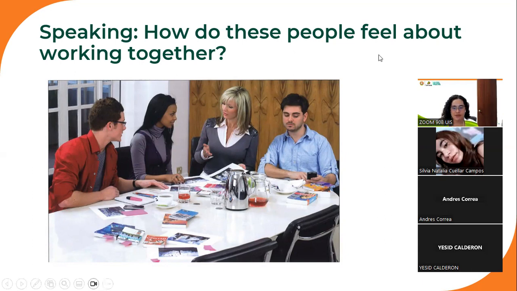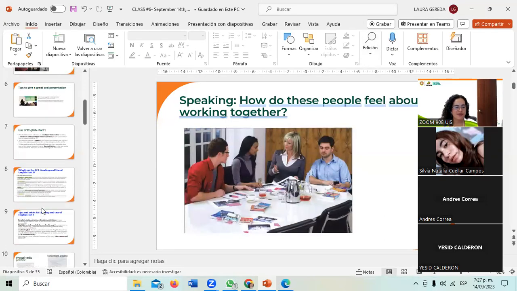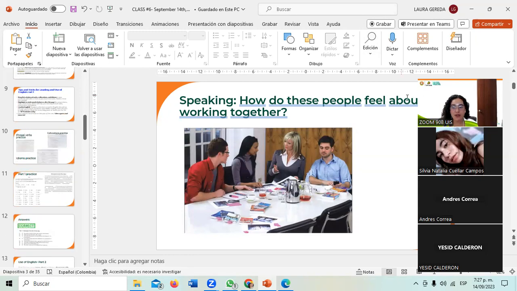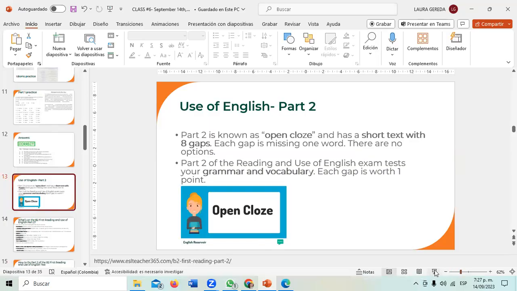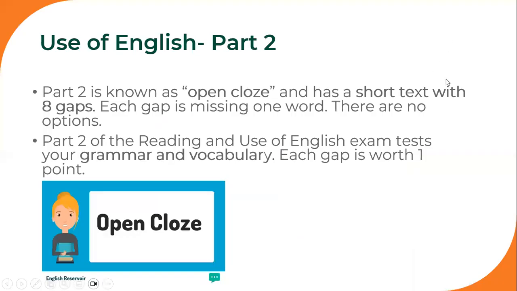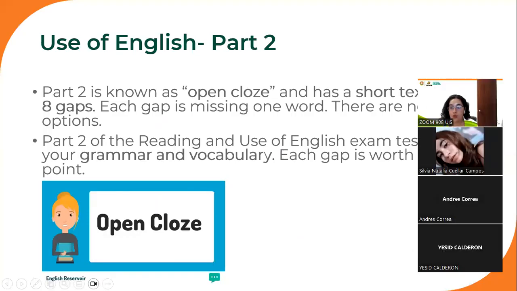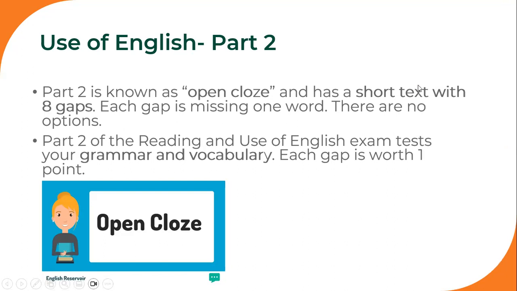So, well, that was it, a little break, because I want you to have some time to work on the next part. So let's review quickly so you can have the time to work on the Moodle activity. The second part of the use of English is the open cloze. We have already studied this topic many times, but it's good to review it, okay?